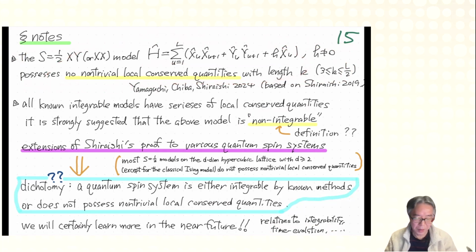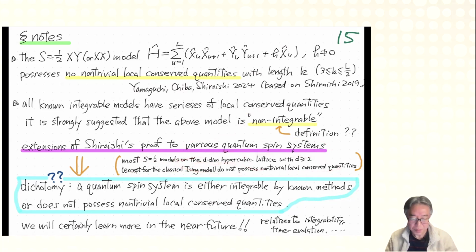And by now, there have been many extensions of Shiraishi's proof of absence of non-trivial local conserved quantities to various quantum spin systems. And for example, there are extensions to higher dimensional hypercubic lattice, the d-dimensional hypercubic lattice in dimensions 2 or higher. And then for spin 1/2 models, it has been observed that except for the classical Ising model, everything does not possess non-trivial local conserved quantities. So it means that almost everything except for the classical Ising model is non-solvable in higher dimension on the hypercubic lattice.